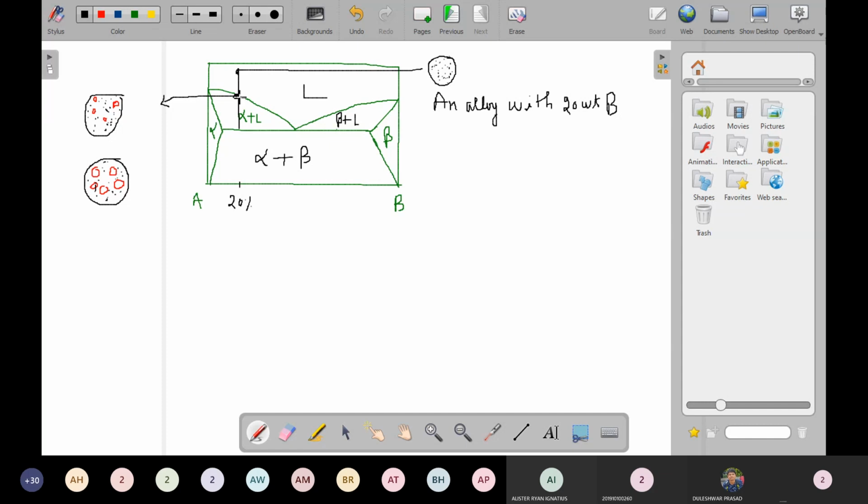So you can see at this point alpha is coming out. As you move downward, what will happen? More and more alpha will come out. So the amount of alpha will increase.